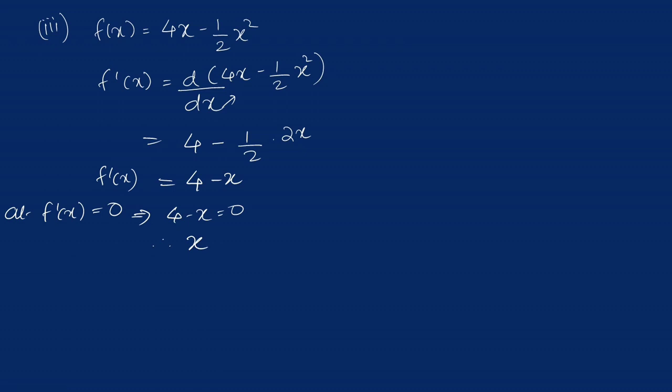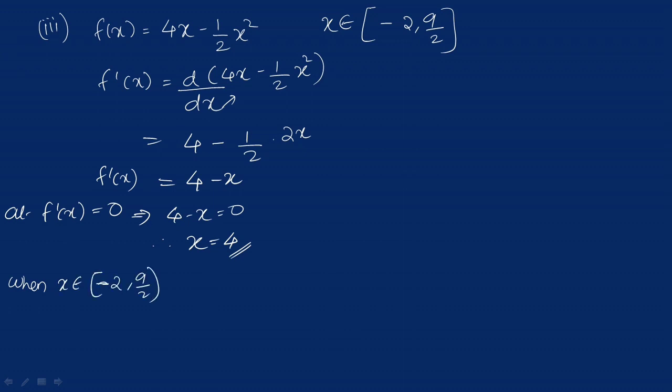When f dash of x is equal to 0, 4 minus x is equal to 0. From this, the value of x is 4. So we have the interval, that is x belongs to minus 2 to 9 by 2. So the three values of x will be there, that is minus 2, 9 by 2 and 4. So minus 2, 4 and 9 by 2 are the three values of x.